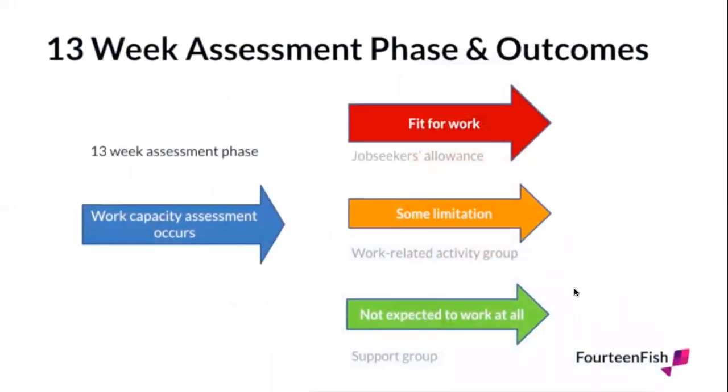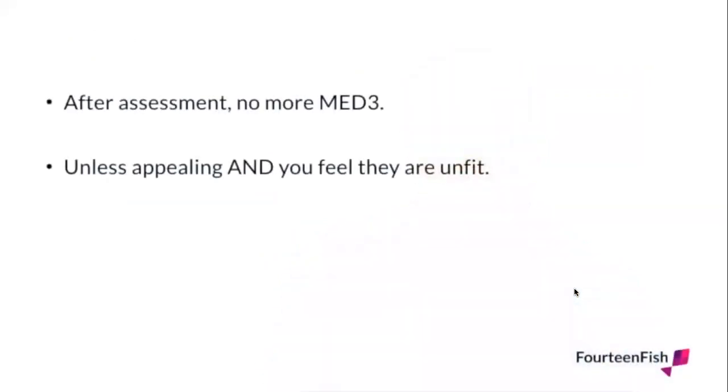A, they can be deemed fit for work, and while they're searching for work, they're entitled to job seekers allowance. B, they are deemed to have some limitations in their abilities, and they might be referred to a work-related activity group. Or C, they are not expected to work at all, and they get put in what's called a support group. Those in the support group receive a higher banding of pay, and those who are fit for work will obviously receive the lesser band. After this assessment, no more Med 3 or fit notes need be issued to these patients because they have their ESA payment.